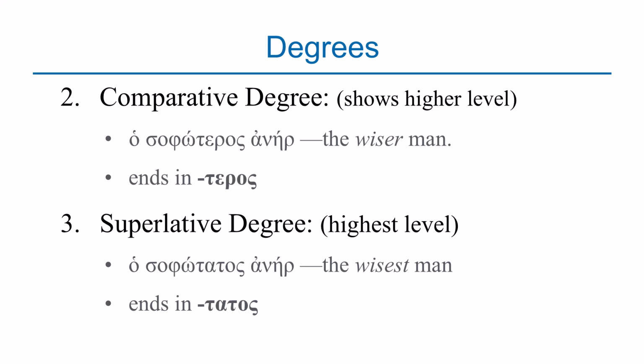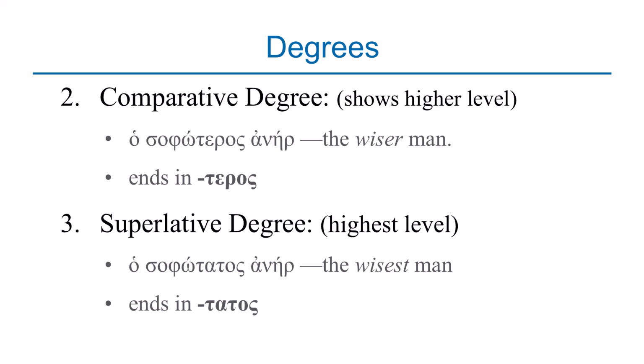Most of the time, comparative adjectives are going to end with teros. For example, the adjective sophoteros ends with teros. If the adjective is in the comparative degree, the ending is going to be teros. That's how you tell a comparative degree from a superlative degree, because a superlative degree will end with tatos, and a comparative degree is going to end with teros.